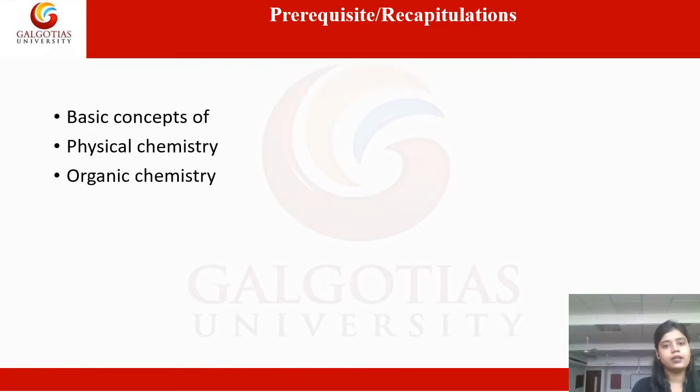As per the prerequisite for this particular course, students should be in a position to understand the basic concepts of chemistry. For example, the molar concept, the preparation of different types of solutions, doing their standardization, and also basic concepts of physical chemistry and organic chemistry.